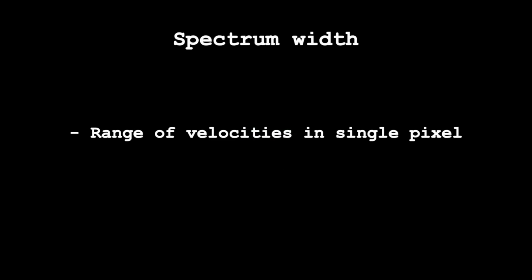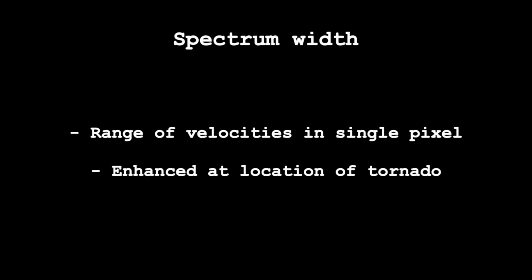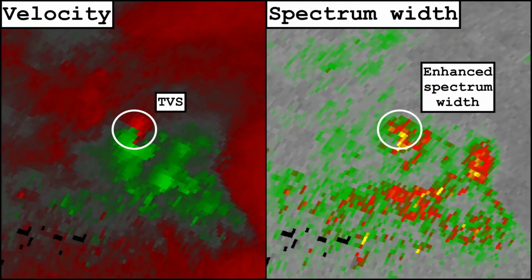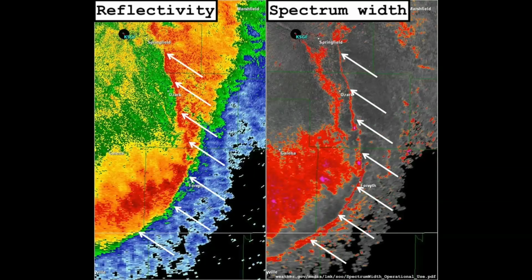In situations of high atmospheric turbulence, such as within a tornado, targets tend to move in a varied, chaotic fashion. The range of velocities in a given pixel is large, and therefore spectrum width will be enhanced at the location of the TVS. The various targets within the vortex, both meteorological and non-meteorological, have different aerodynamic qualities, yielding a wide range of velocities and high spectrum width. Spectrum width also does well identifying boundaries, especially when they may be shrouded by precipitation in reflectivity data.